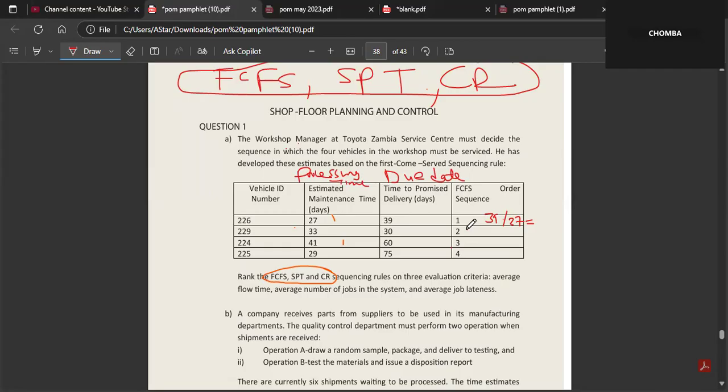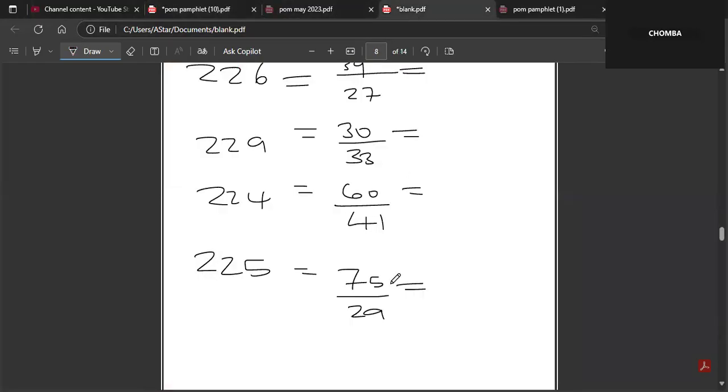30 divided by 33. Then the other one will be 60 divided by 41. Then the other one will be 75 divided by 29. All together. So this is what we have here. So give me the ratios.